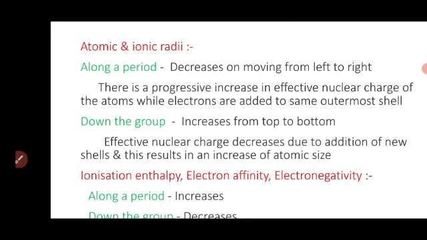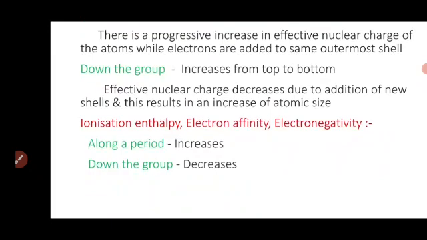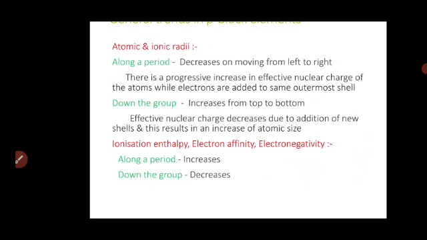Now what about the other properties, that is ionization enthalpy, electron affinity or electronegativity? They also have the same trend in p block elements, that is along a period increases and down the group decreases. Okay, but what we are studying is general. Now in detail we are going to study how it changes. See, this change is not regular in p block elements. There is a little bit of variation in each group, and that we are going to study in this topic.